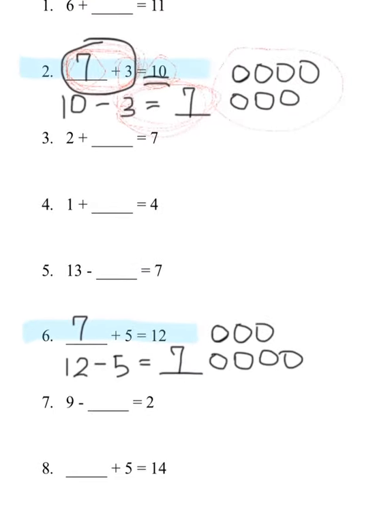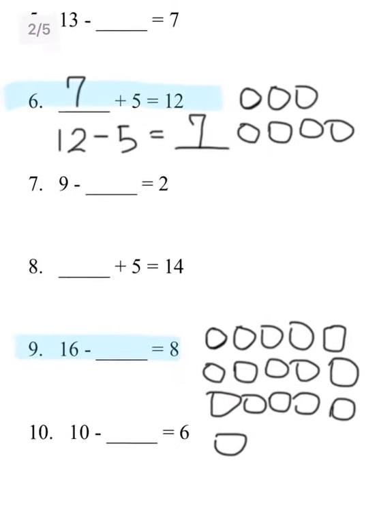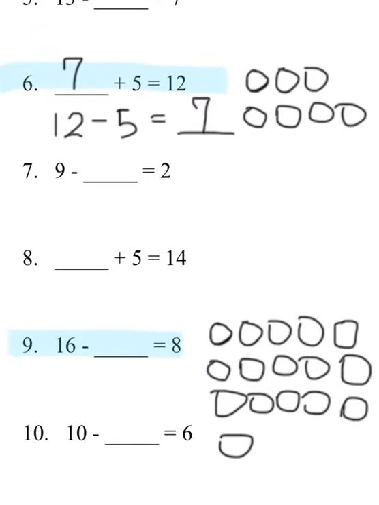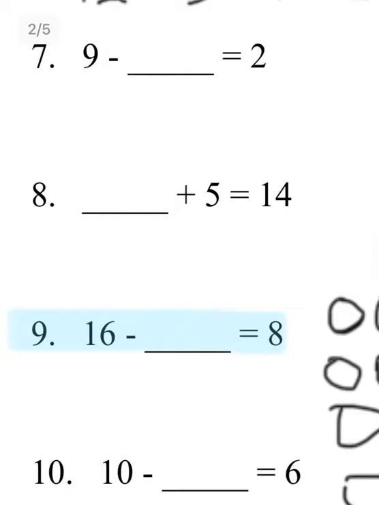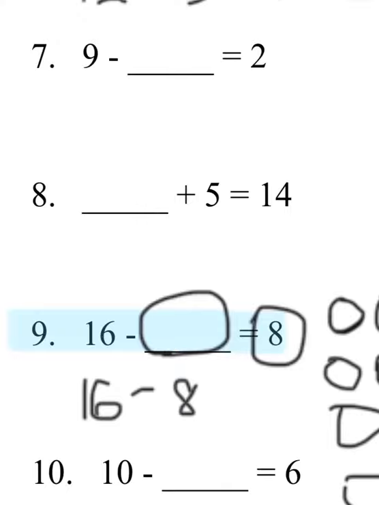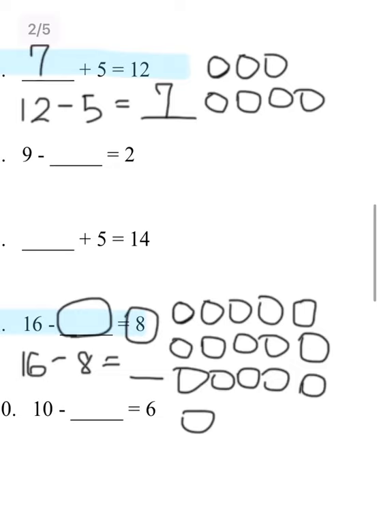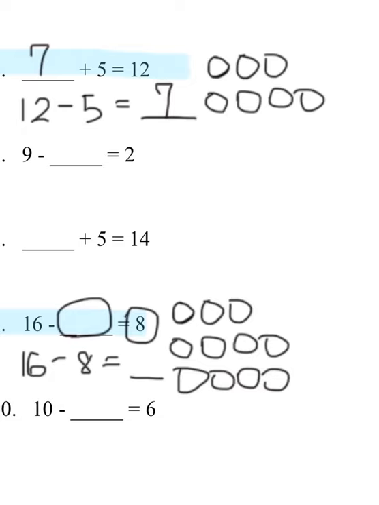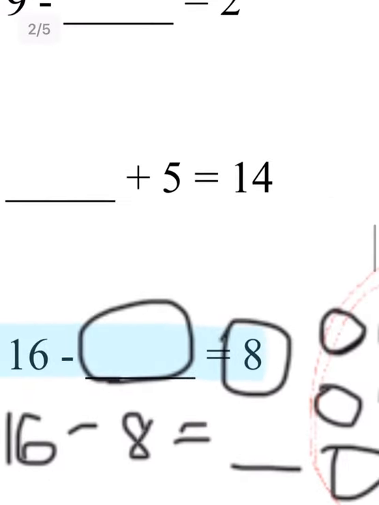Okay, now let's try number 9. We have 16 circles right now. This is a little bit different. Okay, so 16 minus, we're trying to find this number. So we have to subtract this to find our missing number. So 16 minus 8, 1, 2, 3, 4, 5, 6, 7, 8. And we can tell that we have 8 circles left. So our missing number is 8.